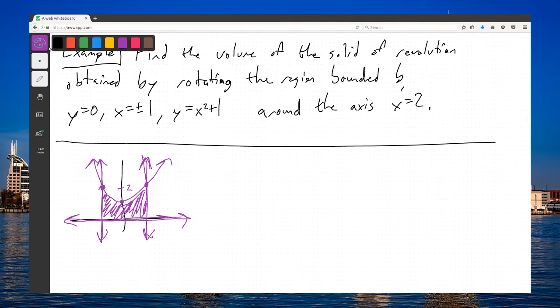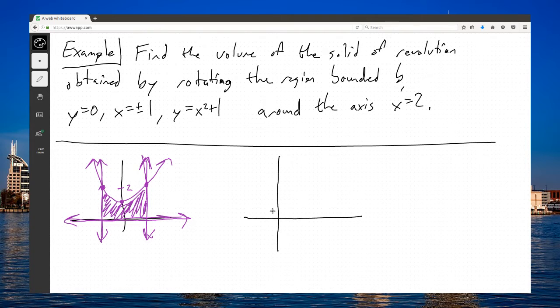So now that I have a sketch of my region, to keep things nice and clean, I will redraw it over here. We have our region. It goes up a height of 2, dips down to 1, goes back up to 2. And then we have our axis, which is at x is equal to 2. So this is at 1, so out here at 2, I'll draw my axis.